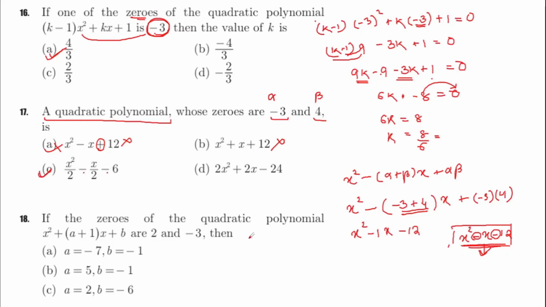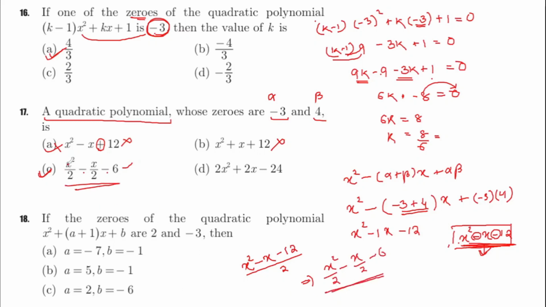Now let's check whether this polynomial and this polynomial are same or not. Just divide this entire polynomial by 2. Initially our polynomial was like this. Now if I divide this entire polynomial by 2, what will I get? I will get x square by 2 minus x by 2 and 12 by 2 will give you 6. Now look at this. This and this polynomial are same.